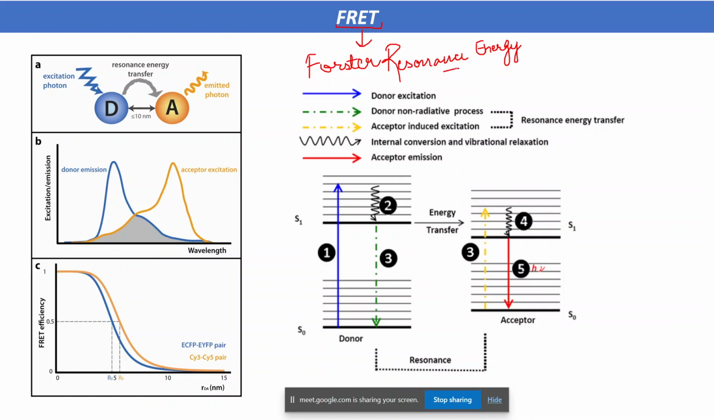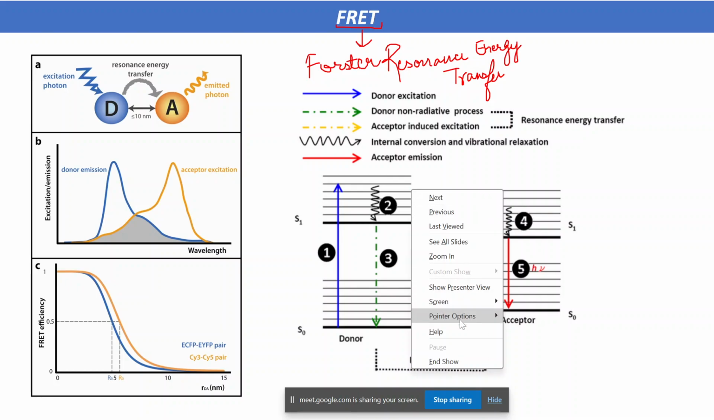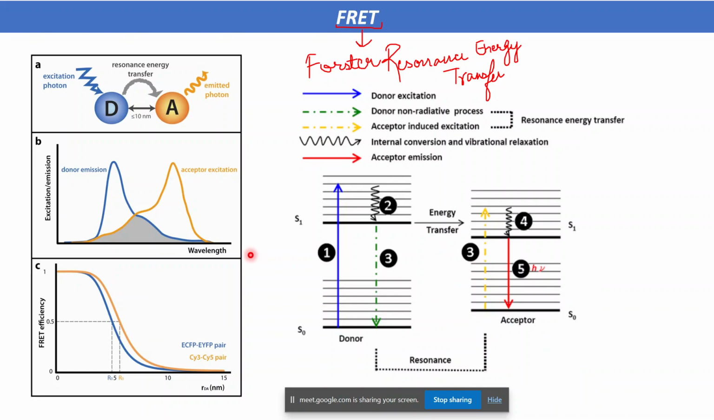Energy transfer. So basically, what do you mean by FRET? It is a long-range dipole-dipole interaction. It is a non-radiative energy transfer.